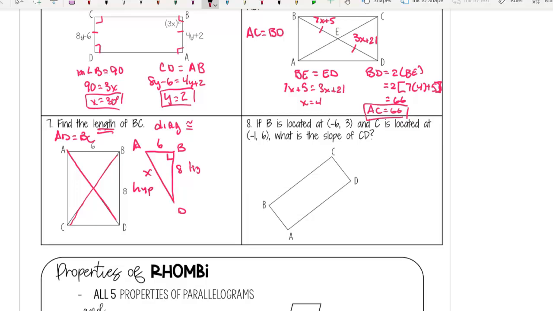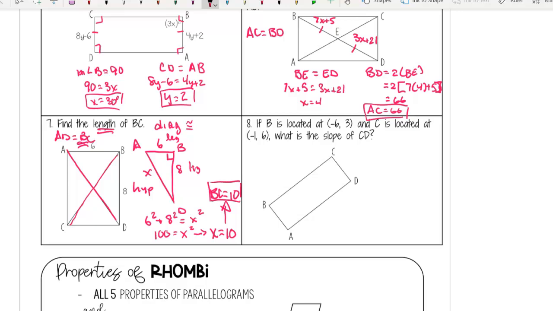So this is the hypotenuse. This is a leg. This is a leg. Leg squared, or 6 squared, plus the other leg squared, or 8 squared, equals the hypotenuse squared. This will be 100 equals x squared. So I know that x equals 10. Well, that's just AD. But AD equals BC. So now I know BC equals 10.